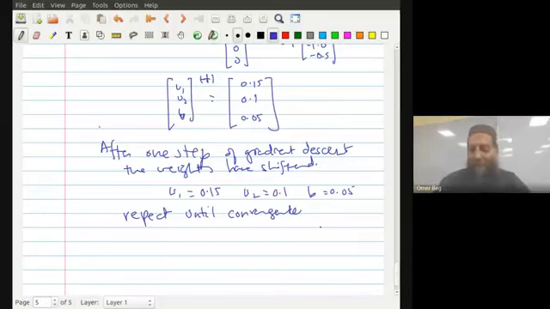neural networks. Okay, so that's it for gradient descent, and thank you very much for listening. I hope this helps you down the line, and definitely will. If you have any questions, you may ask now.